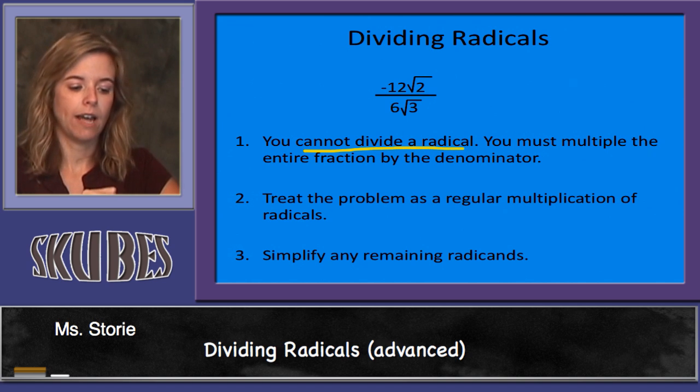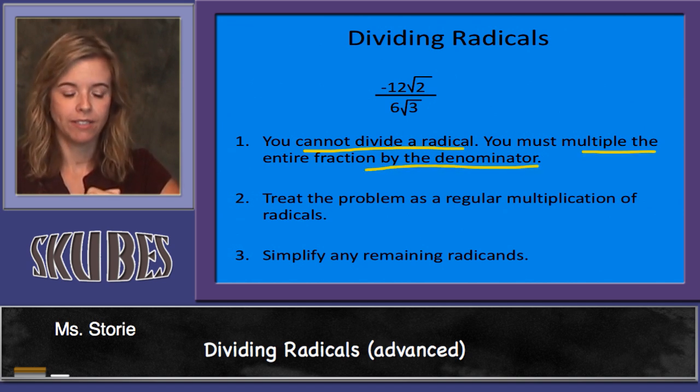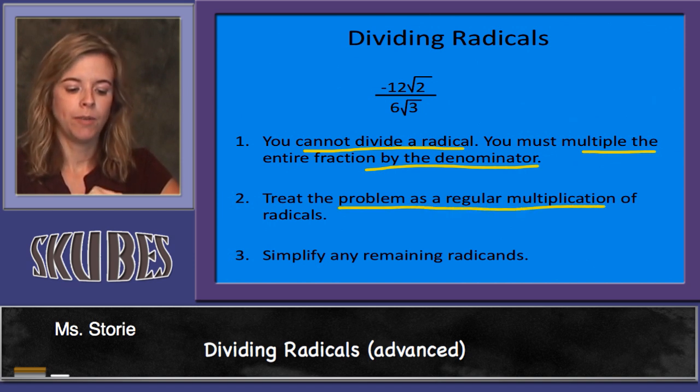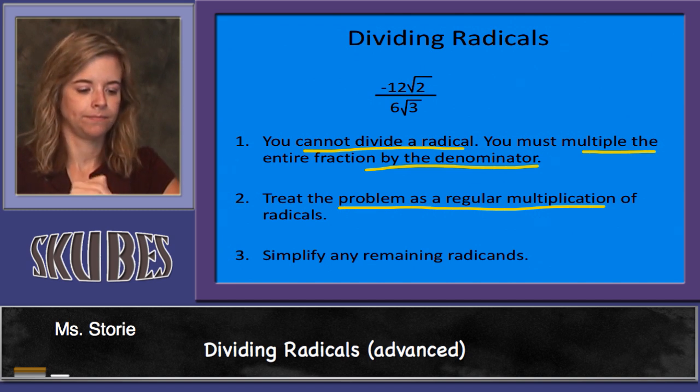How do we do this? Well, first, you cannot divide a radical. Instead, you have to multiply the entire fraction by the denominator. Then you treat the problem as a regular multiplication of radicals, and you simplify any remaining radicands.